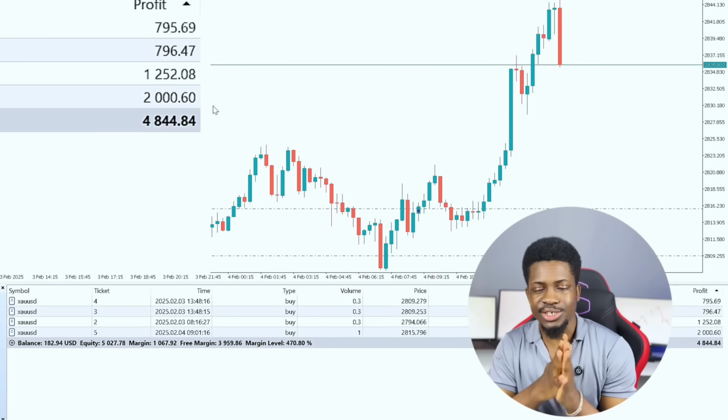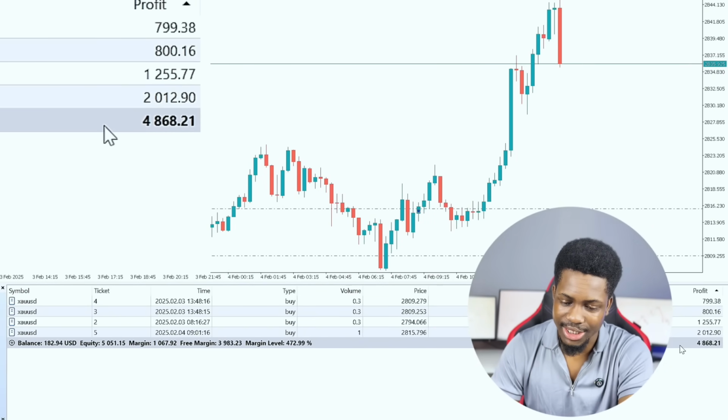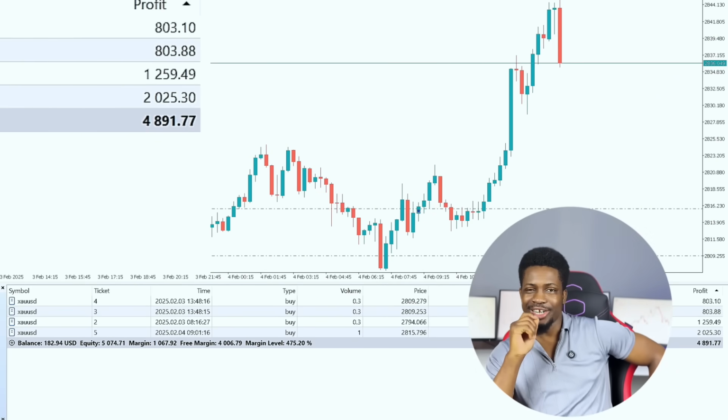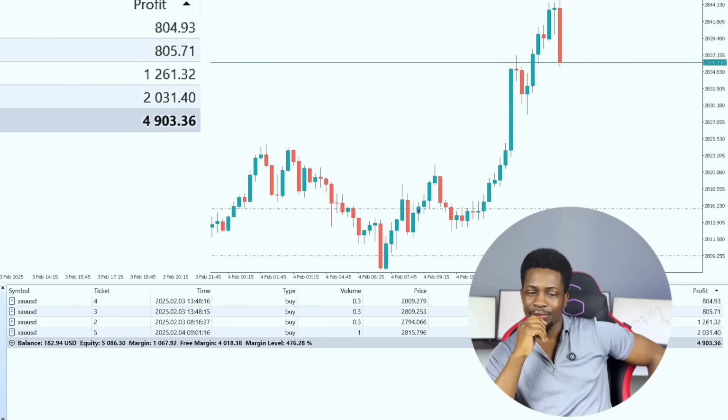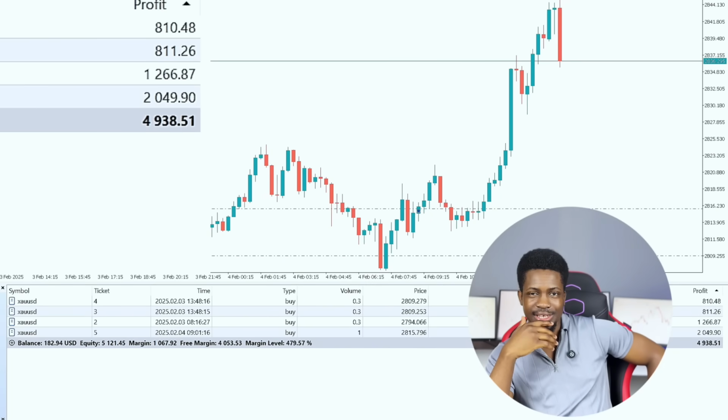All right, okay, guys, so this is exactly what's happening currently on our gold. We are running about 4.8k currently, just around that range. It's really nice because our risk is paying off. We're just risking about $182. That's all we're risking. The entire amount you're seeing here is basically not ours, because it's the money of the broker.